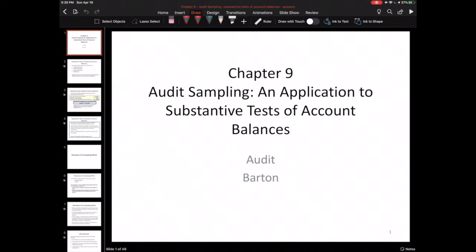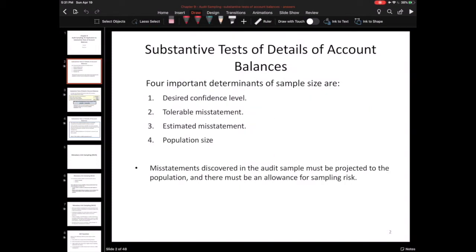Hi guys, so this week we are doing chapter 9, which is still audit sampling, but it is audit sampling for substantive testing. So we are finally with this chapter moving into the realm of substantive testing.